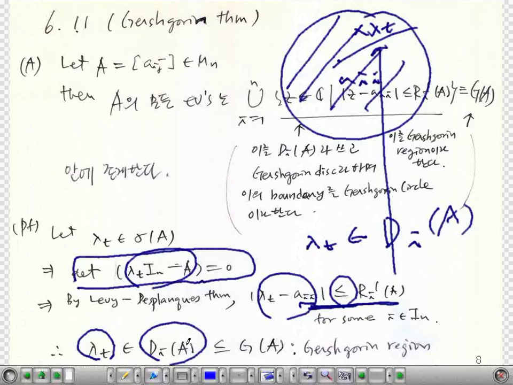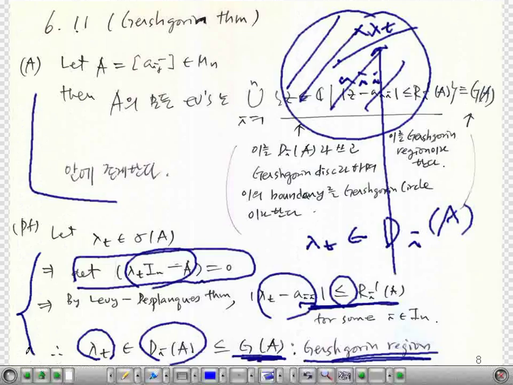Since this one is in here, it is in the Gershgorin region, which is the union of all those disks. That's the Gershgorin theorem. It's so simple, but it is very powerful. Every eigenvalue is in the union of these disks. In one word, every eigenvalue of a given matrix is in the Gershgorin region. That's it.